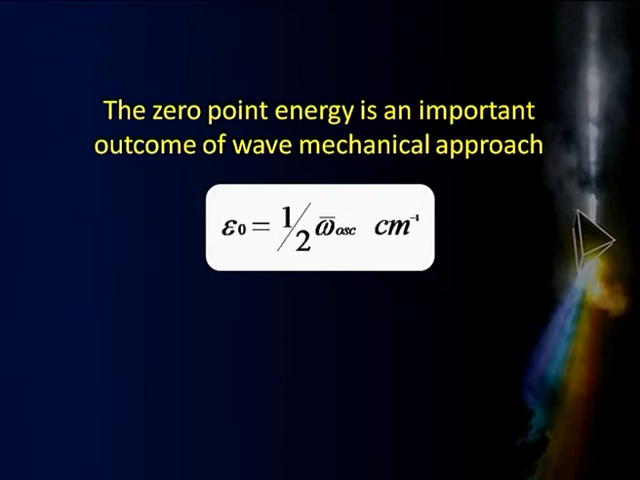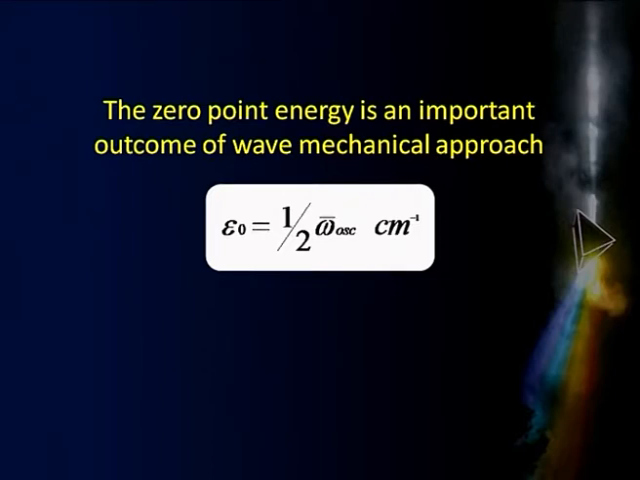Now, if I analyze this slightly more closely, you find a very interesting observation. When V is equal to 0, we find that E0, the ground state energy, happens to be 1 by 2 omega oscillation. This energy is called the zero point energy. This is a consequence of the wave mechanical approach to the vibrational motion, because classically speaking, a vibrating molecule may have zero energy, but quantum mechanically the molecule cannot have zero vibration energy, it has to have a certain minimum, and that minimum is 1 by 2 omega oscillation. Now, what does it mean?